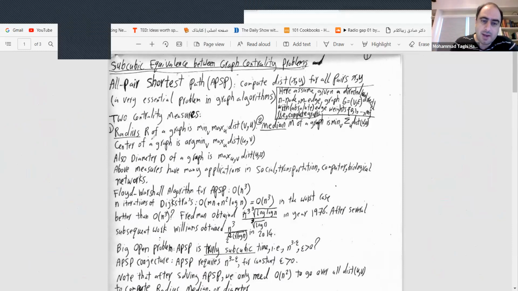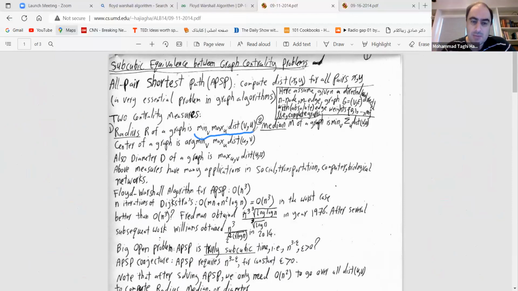The radius of a graph is the minimum over all v of the maximum distance from v. When we compute this distance d(u,v), it essentially means the length of the shortest path between u and v. So that is the length of the shortest path.